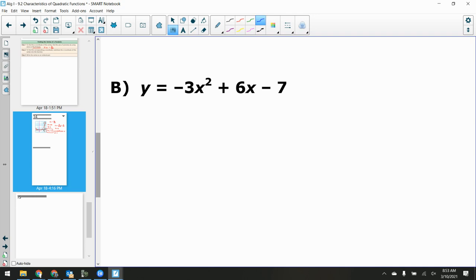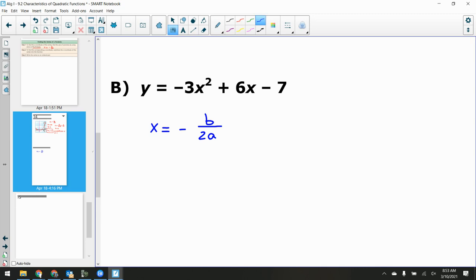Negative 3x squared plus 6x minus 7. What's the first thing that I've got to do? Right, your formula. Find the axis of symmetry, right? X equals negative b over 2a.